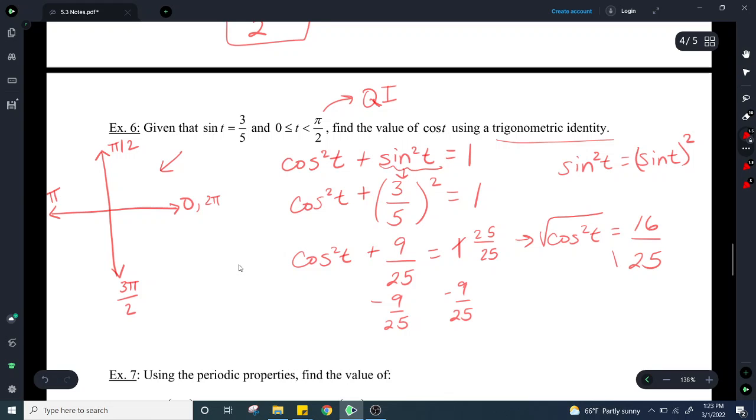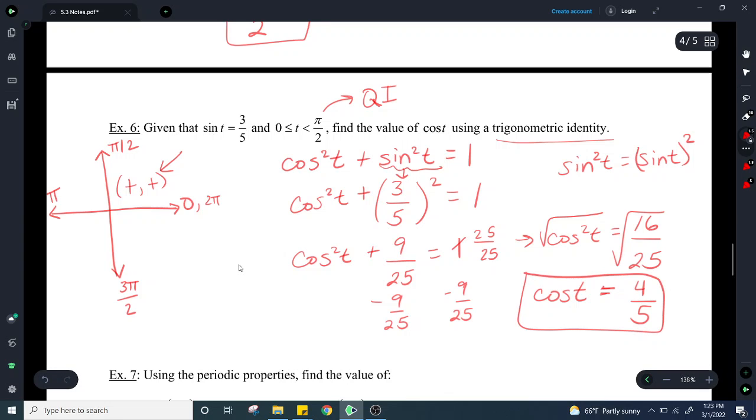So then I'm going to take the square root. Now, the thing to remember when you take a square root, you've got to remember plus minus. So the square root of 16 is 4. The square root of 25 is 5. Normally we would do plus minus. Don't forget the plus minus. However, because this is in quadrant 1, everything is positive in quadrant 1. So like your cosine value and your sine value, remember cosine is like your x and sine is like your y. So everything is positive in quadrant 1, right? Cosine and sine are both positive. So by default, this is going to be positive 4 over 5.